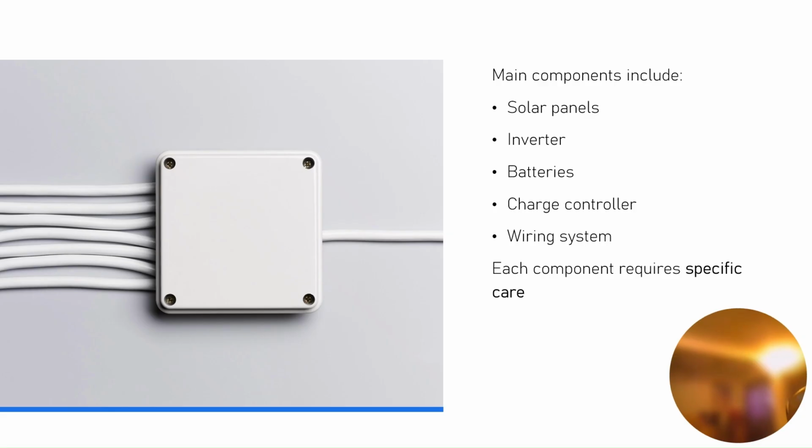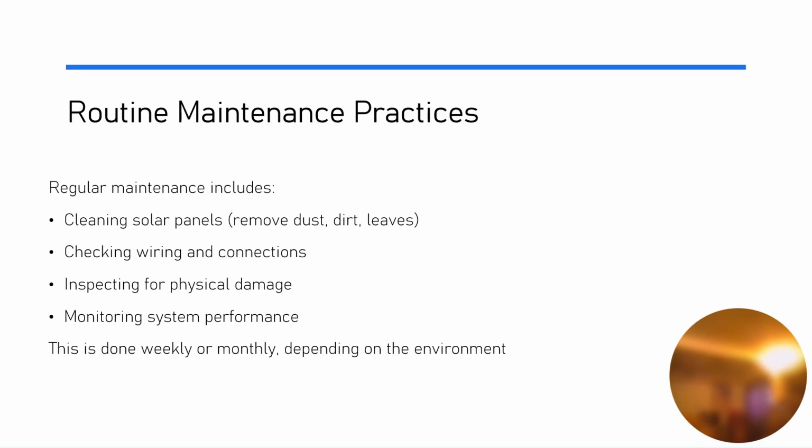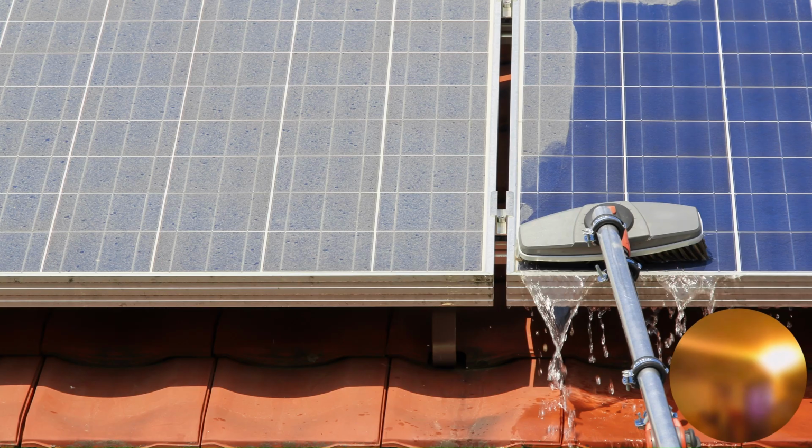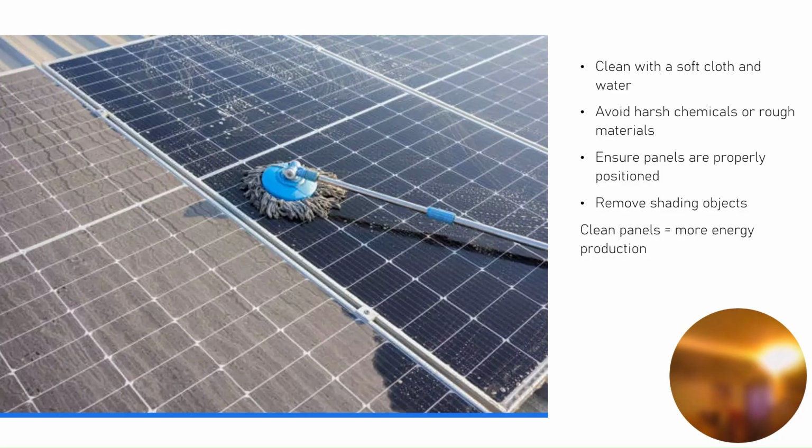These components require care: the solar panels, the inverter, the batteries, the charge controllers, and the wiring system. Each component requires specific care. Routine maintenance practices include cleaning solar panels, checking wiring and connections, inspecting for physical damage, and monitoring system performance. These must be done weekly or monthly or on regular schedules. There is several equipment for cleaning, as you can see over here.